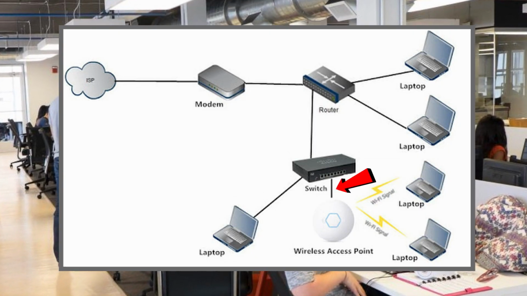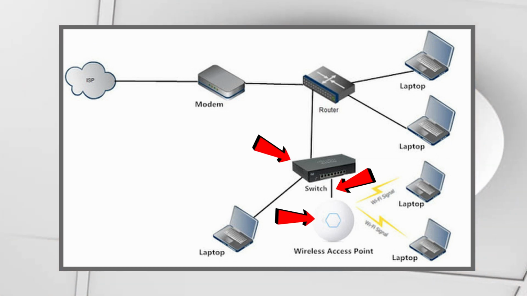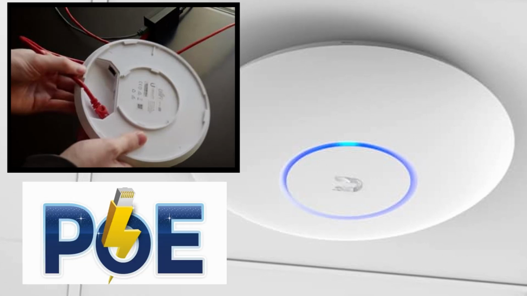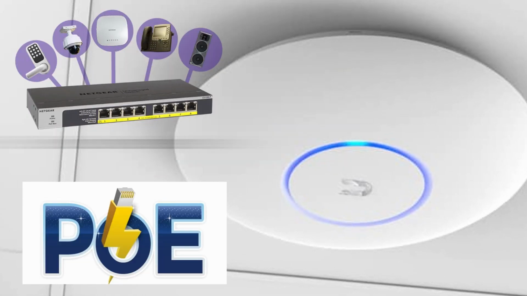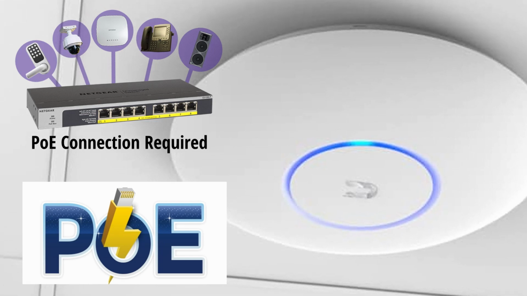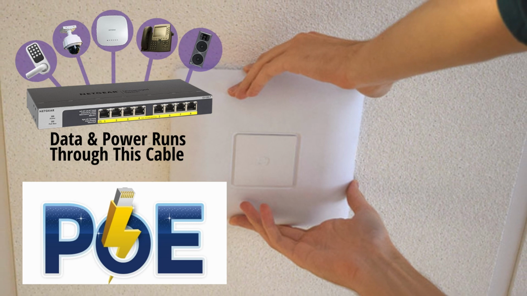Typically, a high-speed Ethernet cable runs from a router or switch to an access point, and most access points are connected via PoE, Power over Ethernet. So that router or switch will need to have a PoE connection. This PoE connection sends data back and forth and also powers the access point.